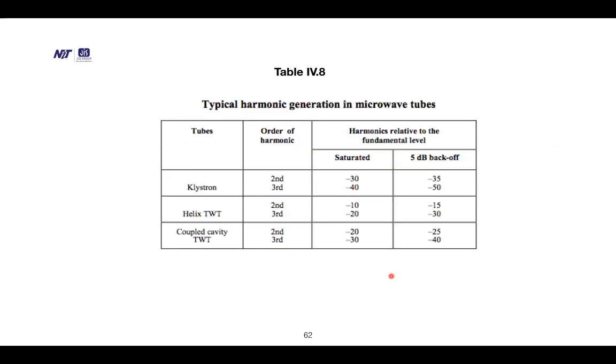So the typical harmonic generation in the microwave tubes is shown over there. For Klystron, the order of harmonic is second and third, meaning multiples of the carrier. These are the frequencies. So saturation is minus 30 and corresponding minus 40, and at 5 dB back off, it is minus 35 to minus 50. And for helix TWT, second and third harmonic is in the range of minus 10, minus 20, minus 15 to minus 30. Coupled cavity TWT second to third harmonic, minus 20 to minus 30, minus 25 to minus 40.